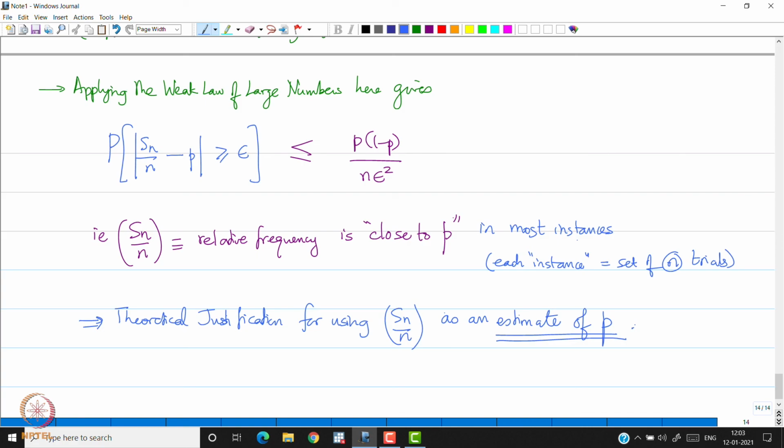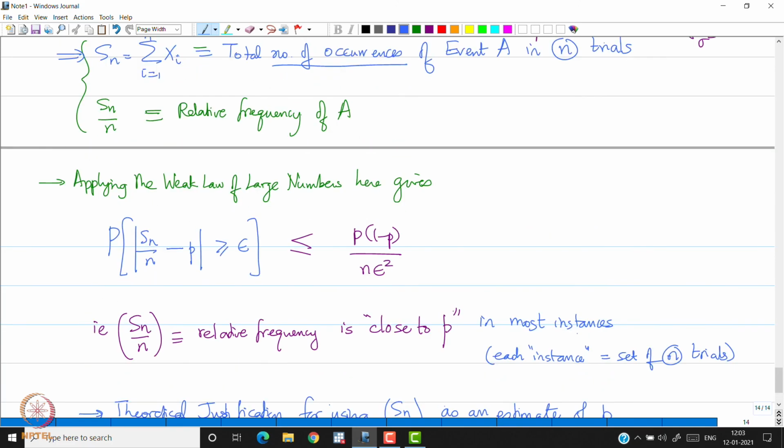So that is the weak law of large numbers applied to this binary case here, giving us a justification for using this sample average, which turns out to be in this case a relative frequency.